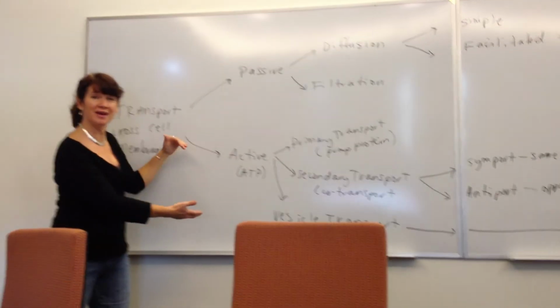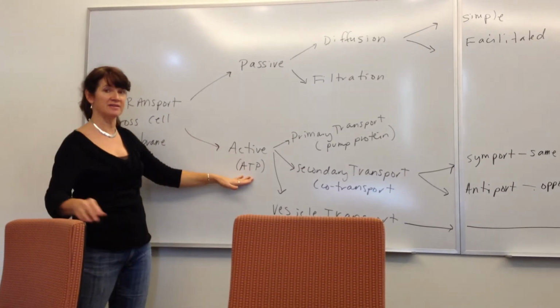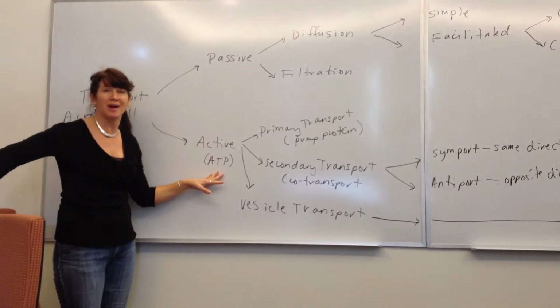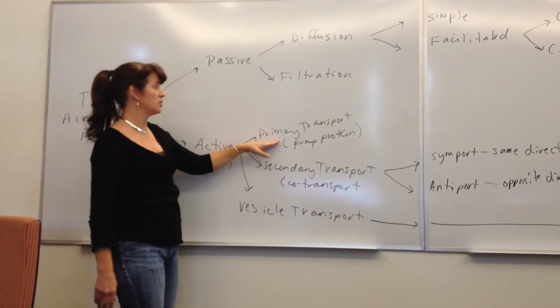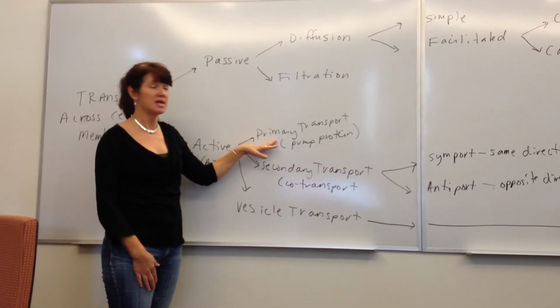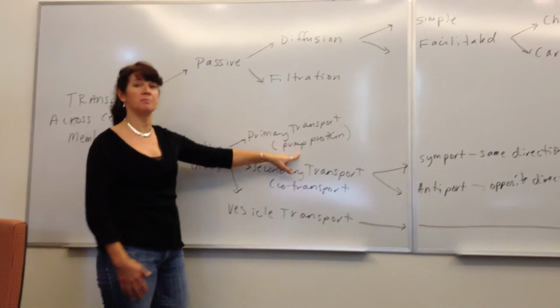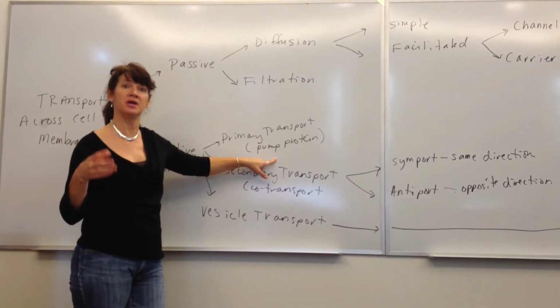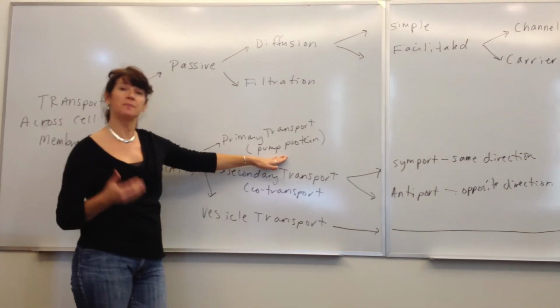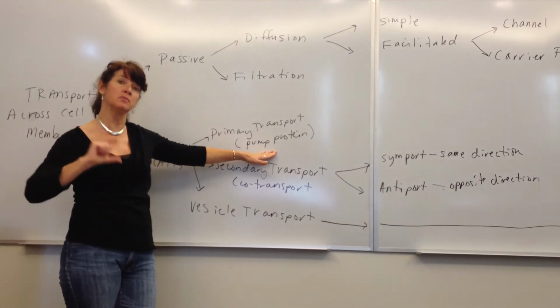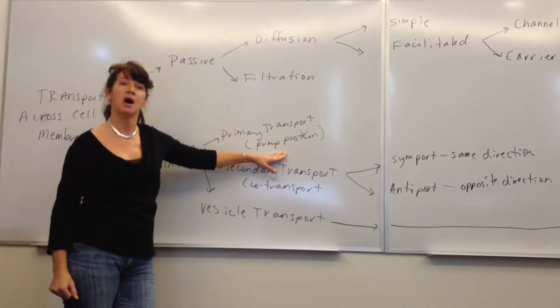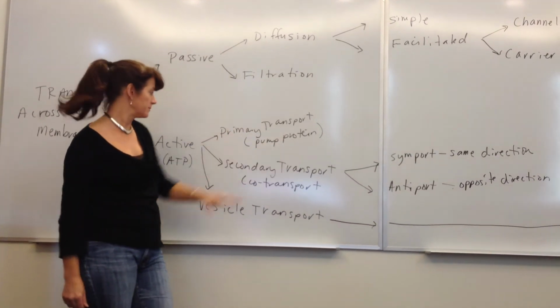If we have to use energy, we call that active transport. Active transport is going to utilize a variety of different methods. You can have primary transport. Primary transport uses a pump protein. So, for instance, the NaK pump that you've learned about is one of the pump proteins that's going to move sodium back and forth and potassium back and forth across the cell membrane.